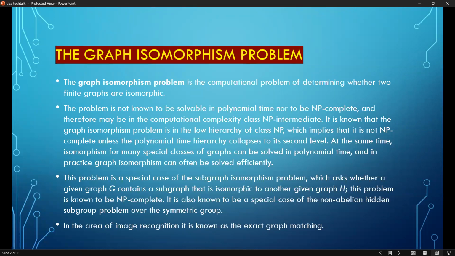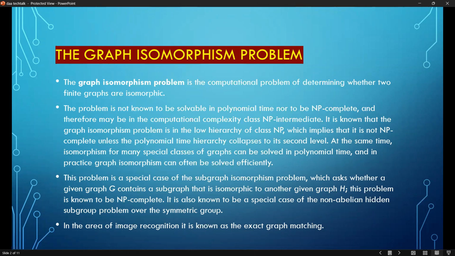It is known that the graph isomorphism problem is in the low hierarchy of class NP, which implies that it is not NP-complete unless the polynomial time hierarchy collapses to its second level. At the same time, isomorphism for many special classes of graphs can be solved in polynomial time, and in practice, graph isomorphism can often be solved efficiently.